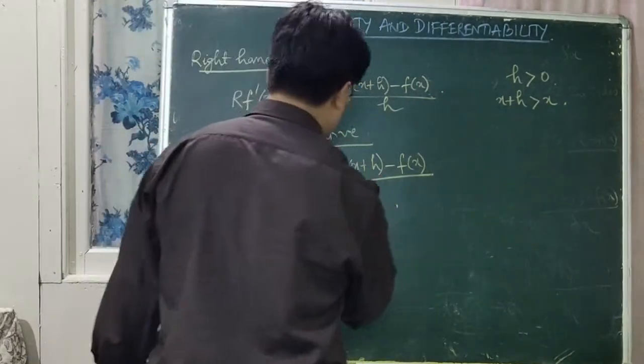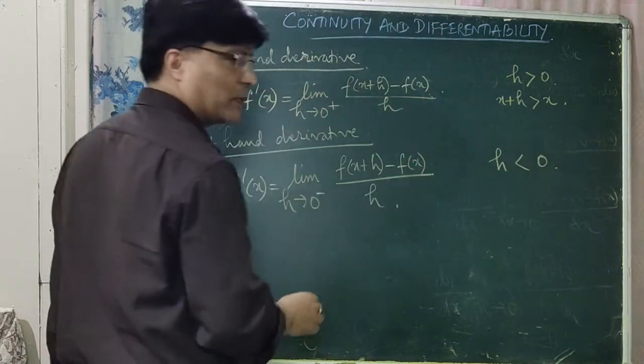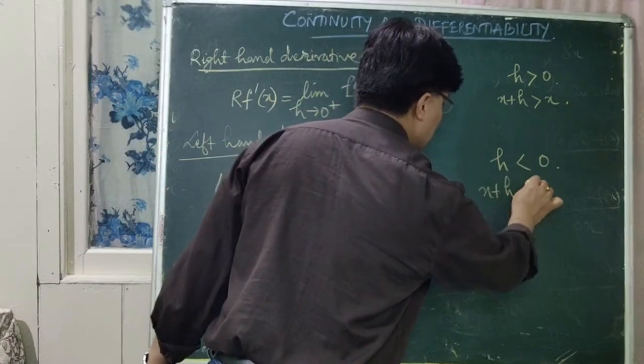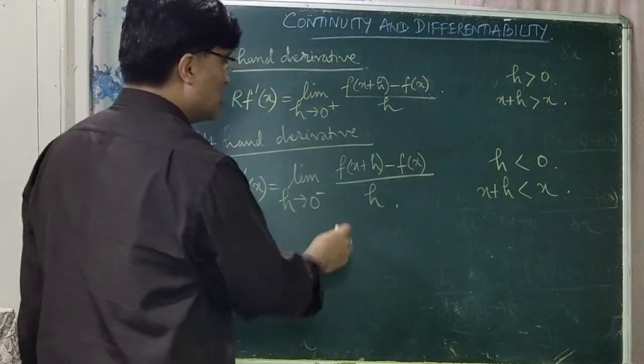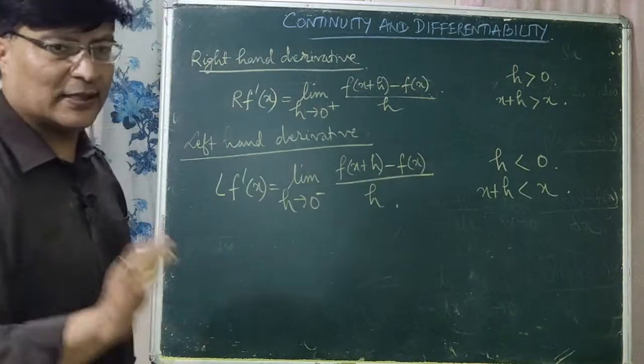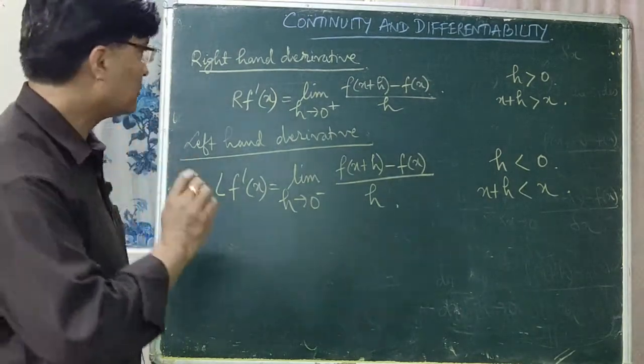But in this case, h tends to 0 minus means h is less than 0. You add x on both the sides, in this case x plus h is less than x. So this x plus h is always less than x. Is that clear to all of you? So I think you have understood it.